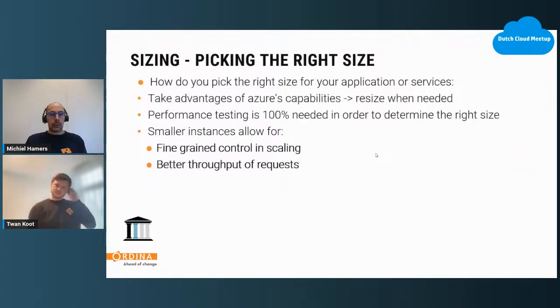And then as a starting point, you need to pick the right size, and use the Azure capabilities to resize when needed. So also check if there's a need for that. When you're going for performance testing, you need 100% in order to determine the right size. And if you have more need for fine-grained control and scaling, then you can better use smaller instances. And that's also better for throughput for requests.